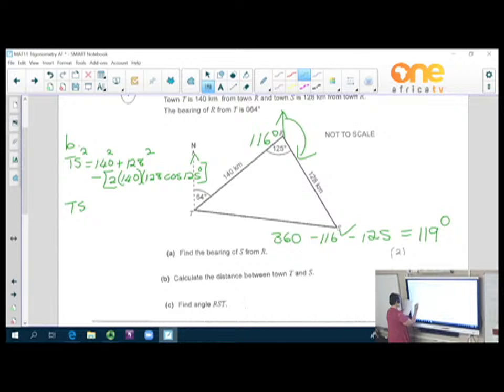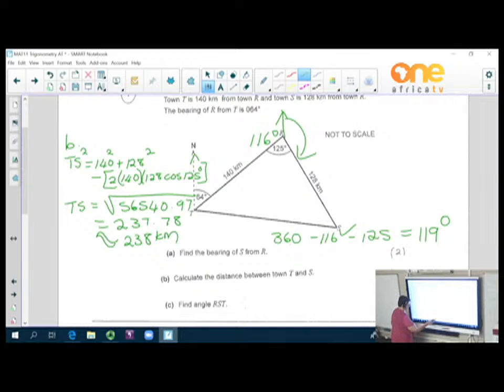So T is equal to, you need to get the square root of 56540.97. I don't round off already. And then in the final one, it's 237.78, which rounds off to 238 kilometers.